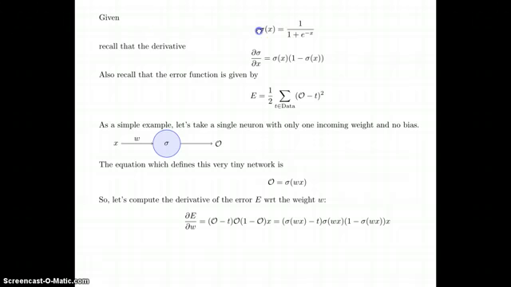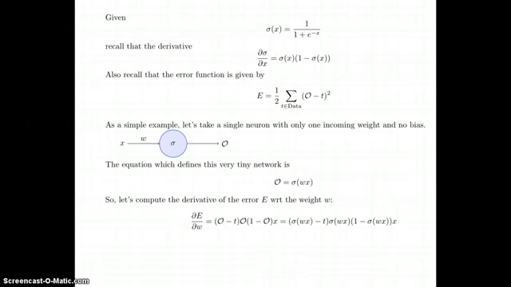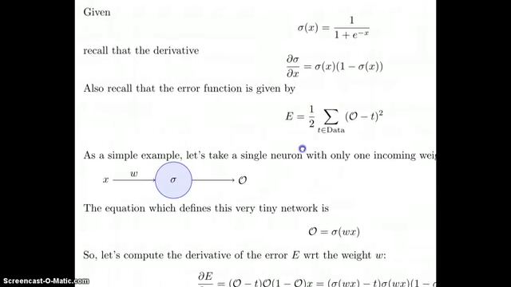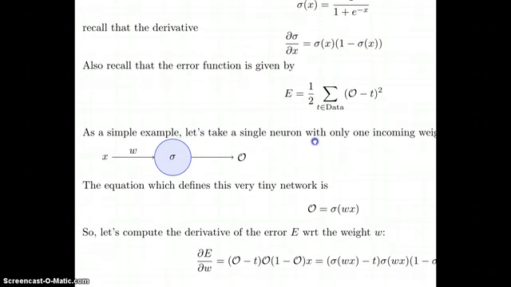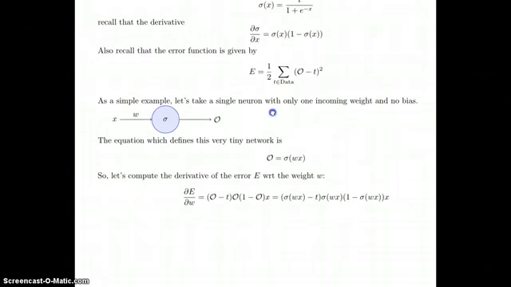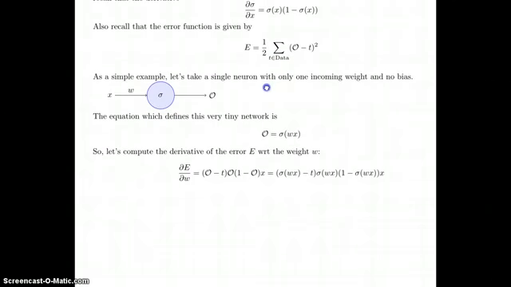All right? So this is the standard example. This is straightforward. We have our transfer function sigma, which is just the regular 1 over 1 plus e to the negative x. Recall that the derivative of that is just sigma times 1 minus sigma. Also recall the error function that we have. This error is 1/2 the sum across all the data points of the difference between the output and the target value quantity squared. If you want to look more into this derivation, you can look at my other video.